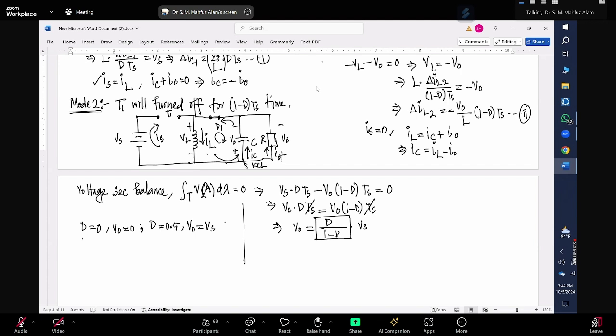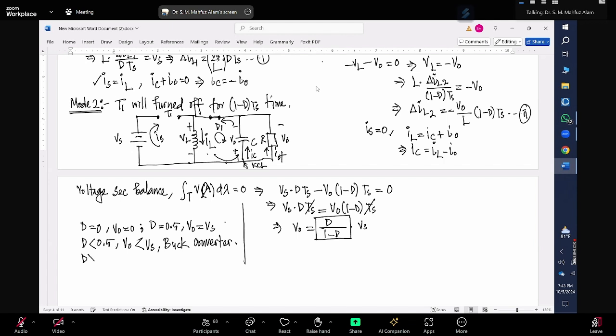So now, if I make D less than 0.5, suppose 0.25, then what will be the relationship between output and input? If D is 0.25, then 1 minus 0.25 would be 0.75, right? So 0.25 over 0.75 should be 1 over 3. So your V naught will be less than your source voltage, right? So it will be operated as a buck converter.